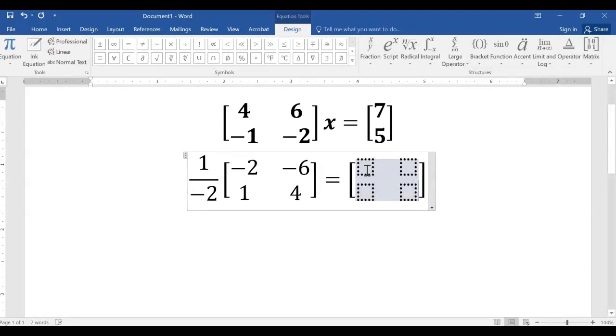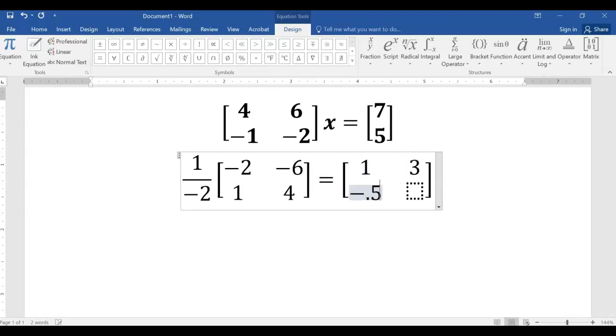So what I'm getting is a 1, 3, -0.5. I'm going to call that -0.5 just to save some room on my space, and then -2.